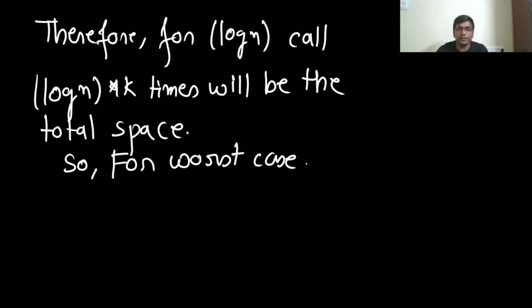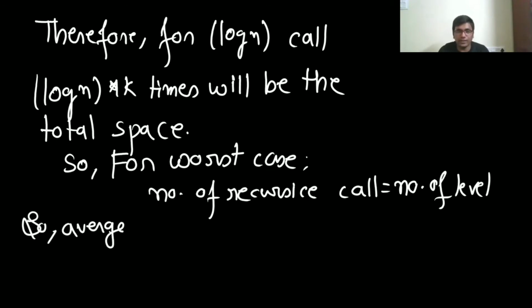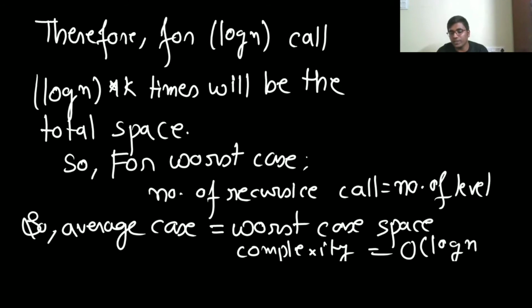For the worst case, the number of recursive calls is equal to the number of levels. The average case is also going to have the same. Sorry, the average case and worst case space complexity is going to be big O of log n. Now, what is going to be the best case space complexity?